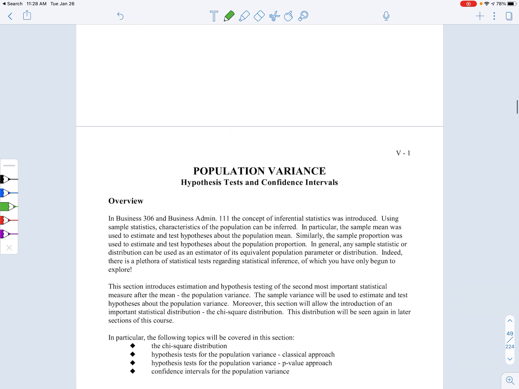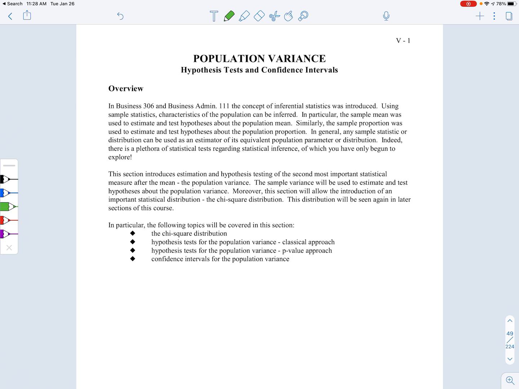So the topics that we'll be looking at: we'll take a look at something called the chi-squared distribution. So you will be introduced to a new distribution in this particular unit. And then we'll talk about how to do hypothesis tests using both a classical and a p-value approach, and then confidence intervals for the population variance. So just like we did in the last main unit in Business 306, where we looked at hypothesis testing, and then the unit before where we looked at confidence intervals.